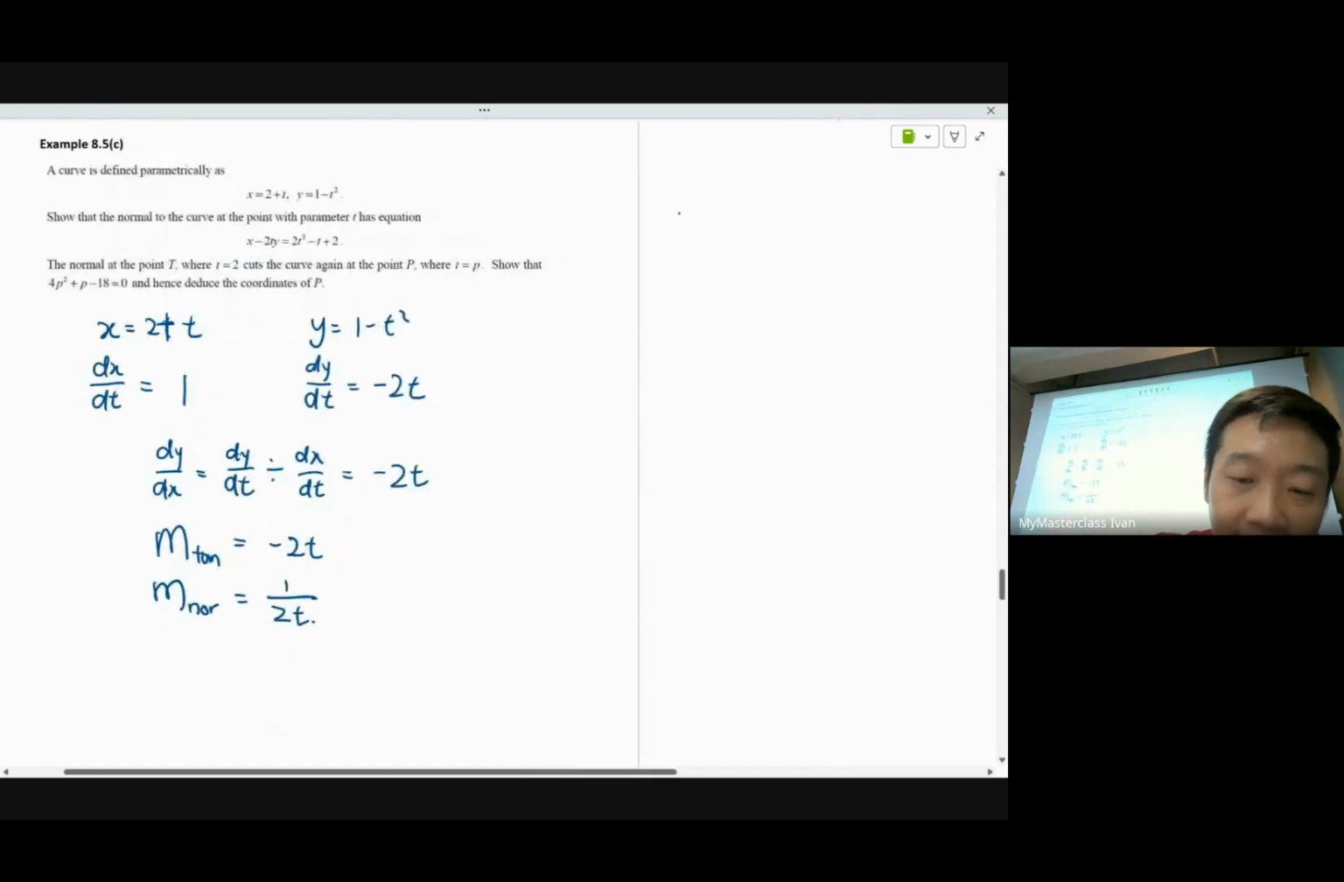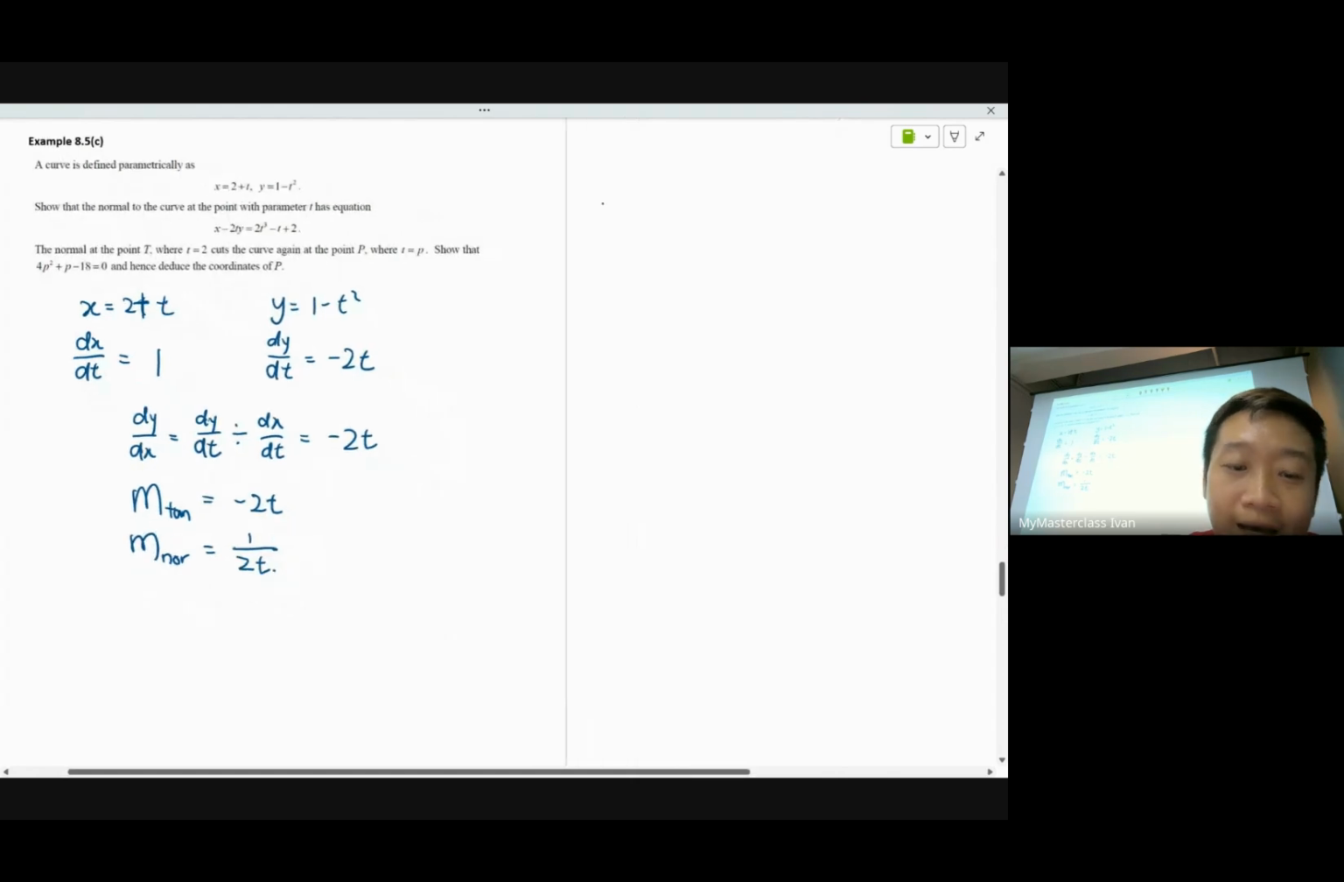Okay, so this is where H2 is a little bit harder. I have to find the equation. y minus y1 equals negative 1 over 2t of x minus x1. What is y1 here? It is 1 minus t squared, because they say that the point is t.